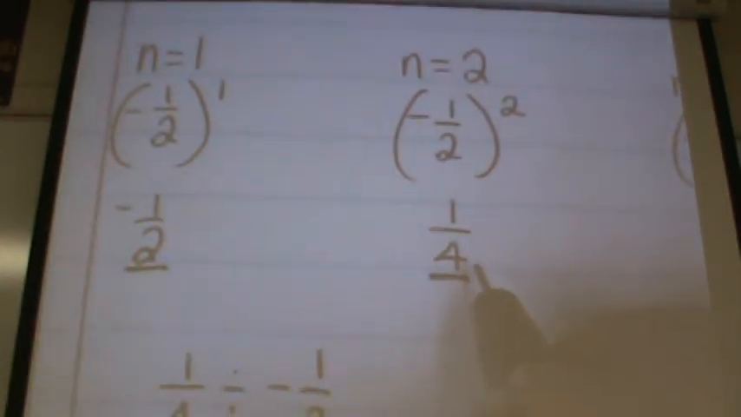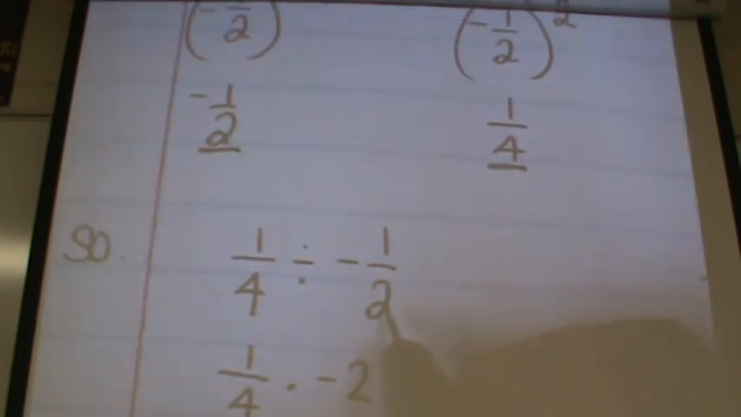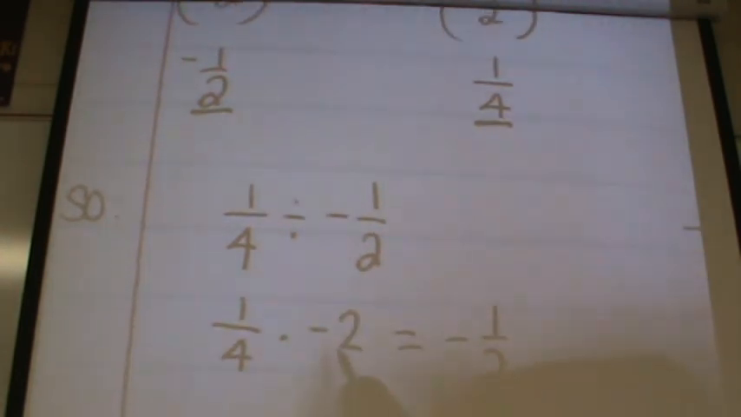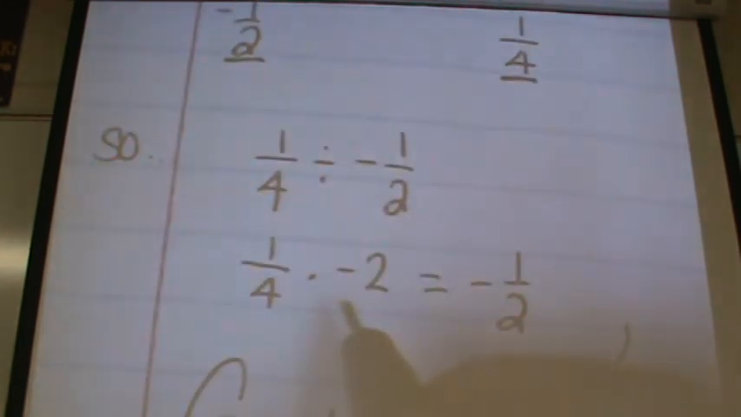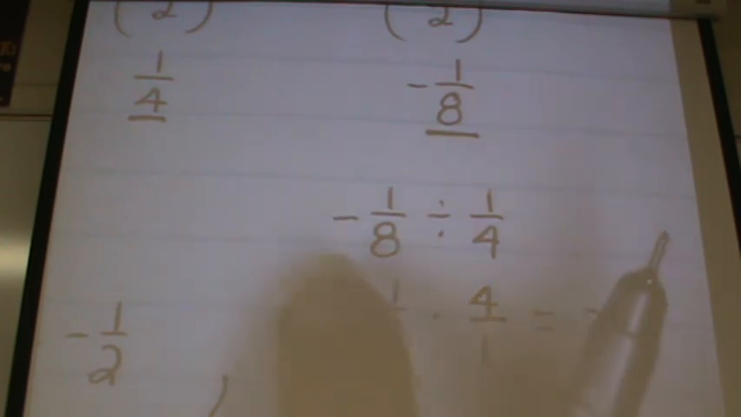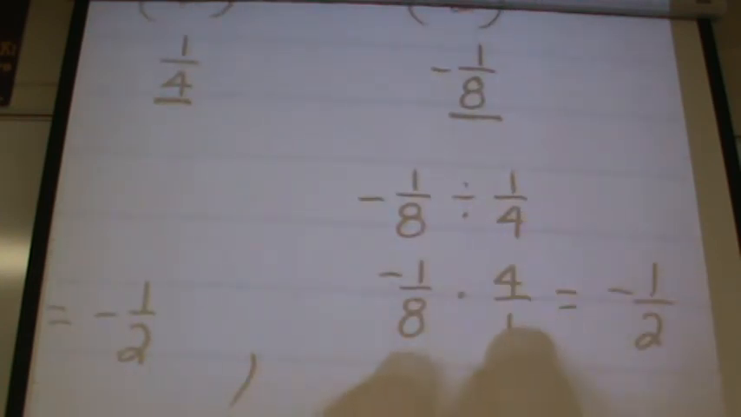This is your first term, this is your second term, and this is your third term. So you take the second term and divide it by the first term. And what do you get? We're not going to divide, we're going to flip and multiply. So 1/4 divided by negative 1/2 is the same as 1/4 times negative 2, which is negative 1/2. And you do it again. You take the third term and divide it by the second term. And again, we flip and multiply. And you get negative 1/2.